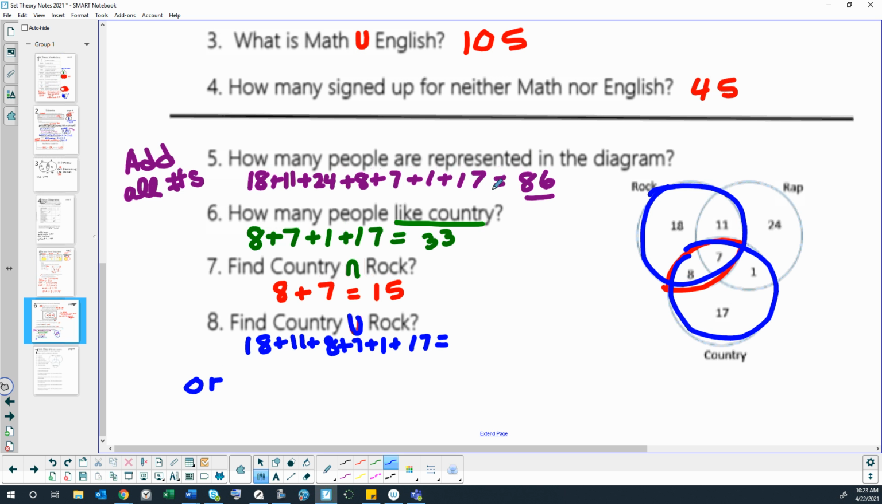Or another way to do this problem is to take the 86 people we started with and subtract the 24 people that like rap only. And that leaves us with an easier problem, knowing that 62 people like country or rock, or both. And if you add these together, you get that exact same answer. So it worked to find this either way. 2 ways to find the answer, correct?